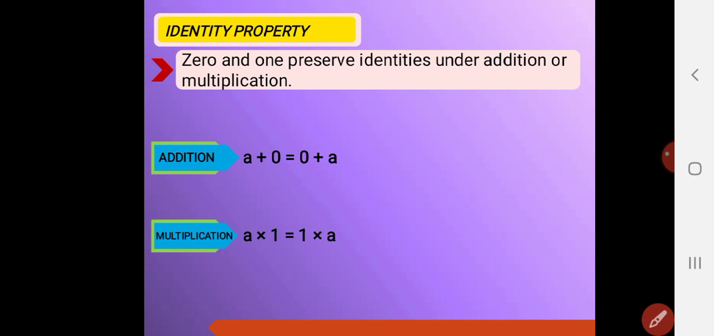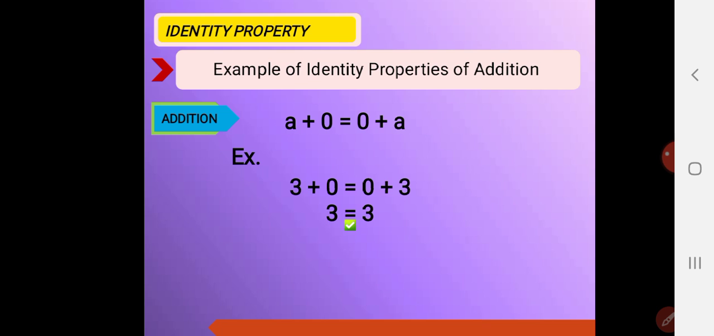Proceed ta. Identity property. Zero preserves identities under addition, and 1 under multiplication. Kani siya is preserve rin siya sa addition and multiplication. So, example, a plus 0 is equal to a. Same ra gyapon siya. So, 3 plus 0 is equal to 3. Sa pikas po gyapon, 0 plus 3 equal ra gyapon siya og 3. So, both sides are equal. So, mao na siya ang identity property.